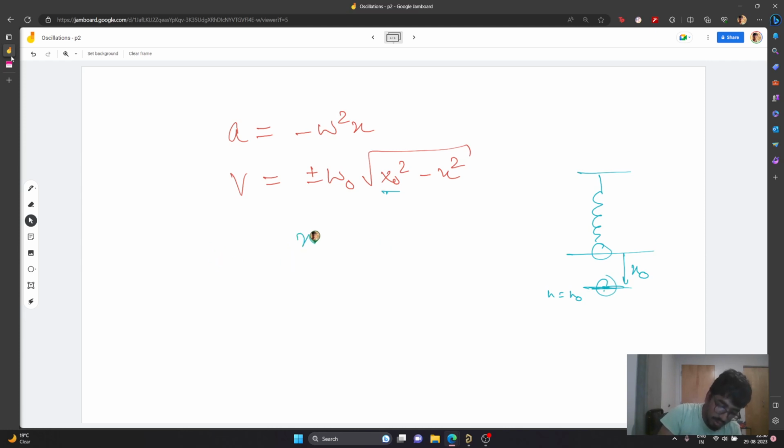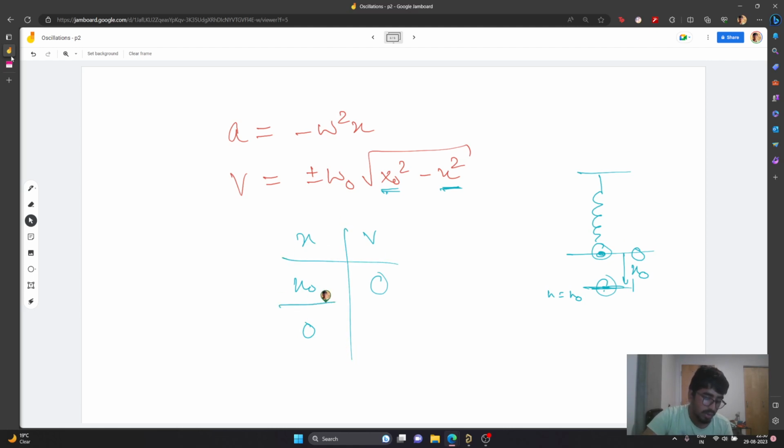You write it like this. X is x naught, then v is, you can put it in. So it will become x naught square minus x naught square because this x is now x naught. So this becomes 0. Similarly, we can find what is the velocity when it comes back. At that point x is equal to 0. Now, can you find what is the velocity? Yeah, so it's plus minus omega naught x naught.